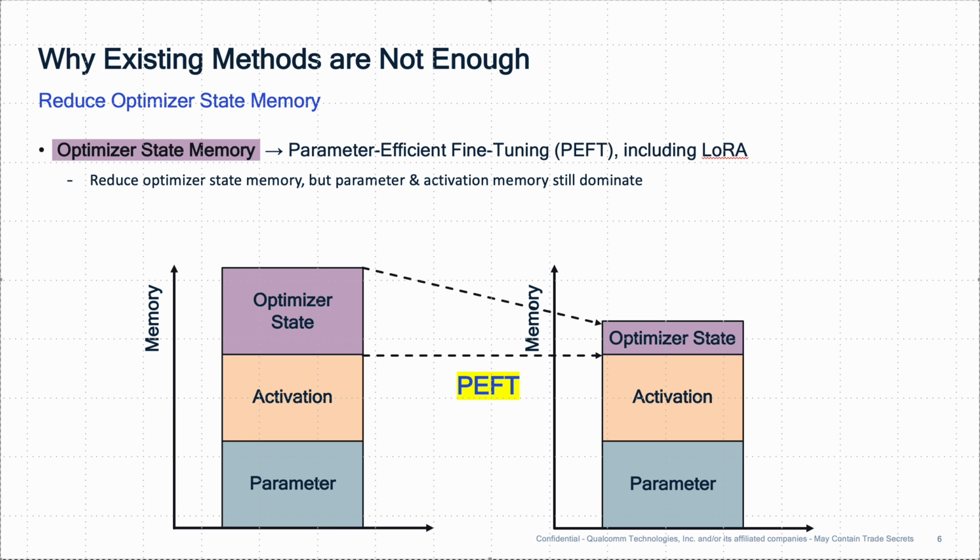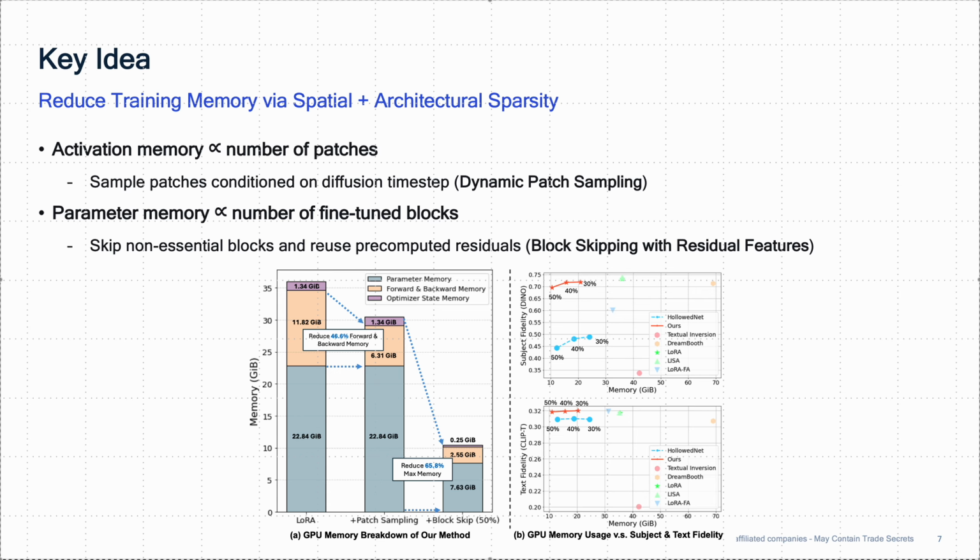Finally, PEFT methods like LoRA reduce optimizer state memory by training only a small set of parameters. However, fine-tuning still requires backpropagation through the network, so parameter and activation memory can still dominate, especially for large DiT backbones. So we need a solution that reduces training memory more holistically.